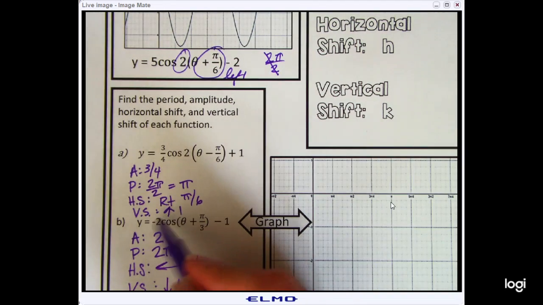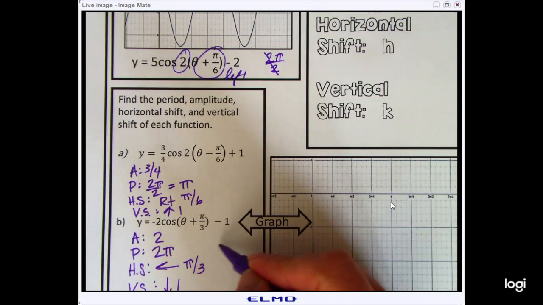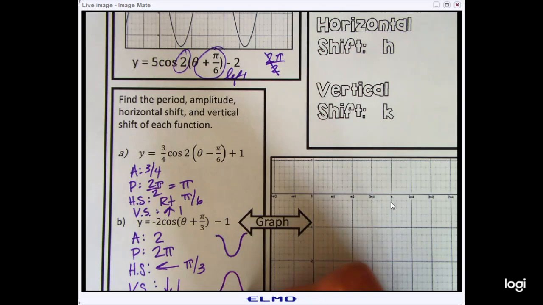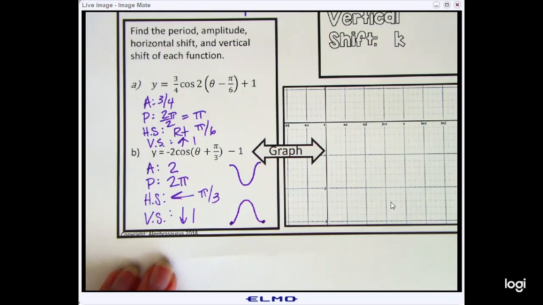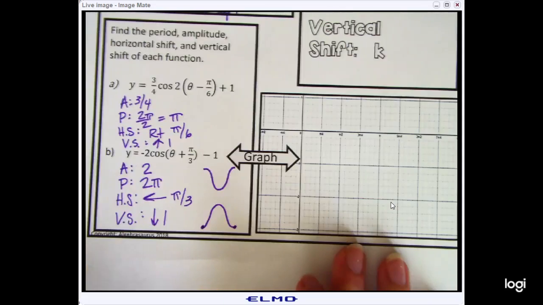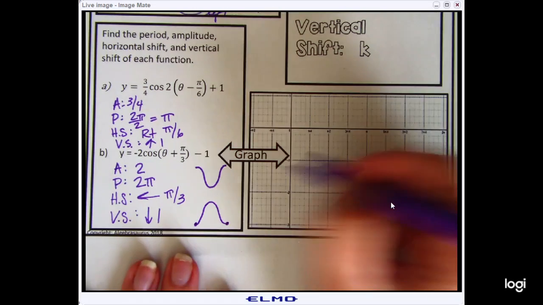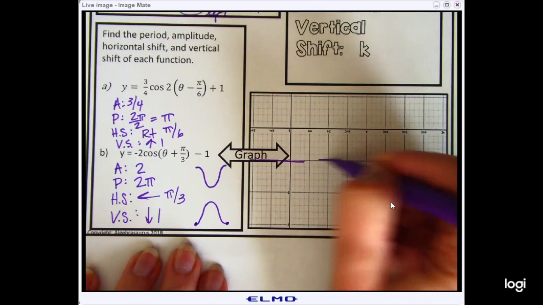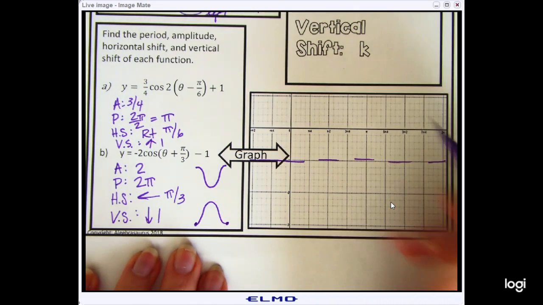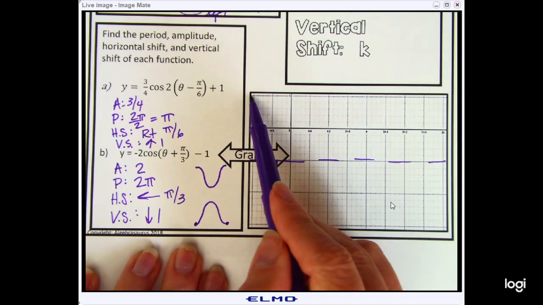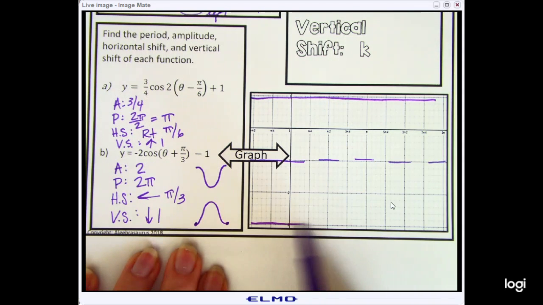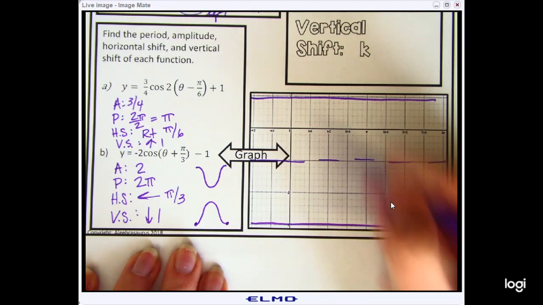Now this negative right here flips us from starting at the high, low, high, to starting this way. We start at the low. It flips it on its head. Okay, it flips it on its head. So let's graph that now. Our midline is down 1. We have an amplitude of up 2, down 2. So we're in between these lines.